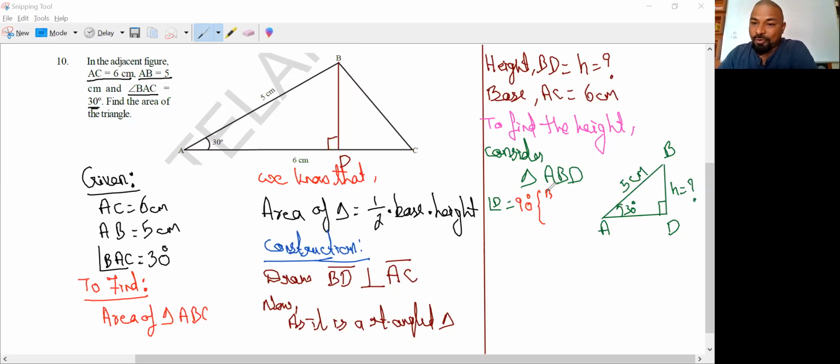We construct, therefore we have to call it by construction, right? By construction, we got 90. And the next one, what is angle A? Angle A equal to 30 degrees. Right. Is it given by him or did you get it by construction? Given. It is given. So there are two angles, right? 90 degrees and 30 degrees. 90 degrees is because of our construction, and 30 degrees is given by him.